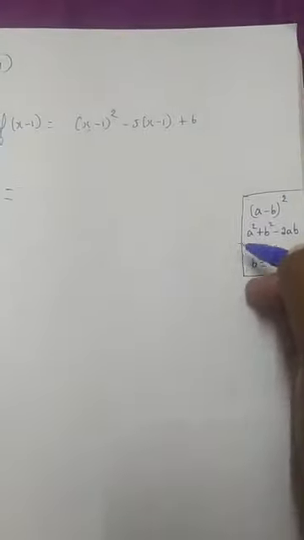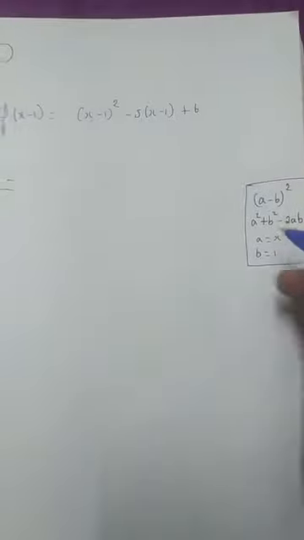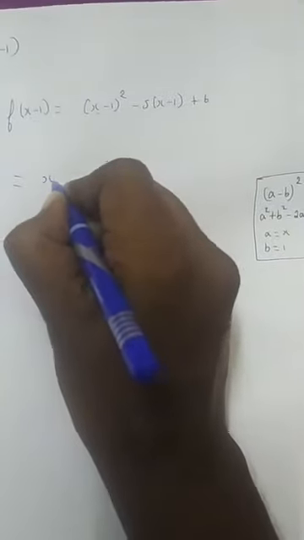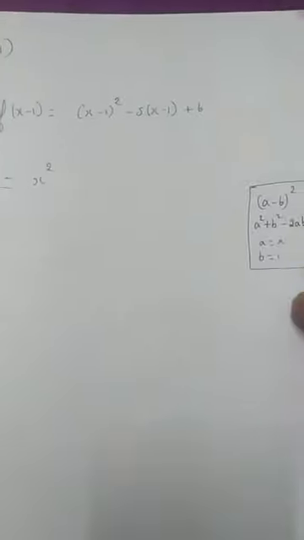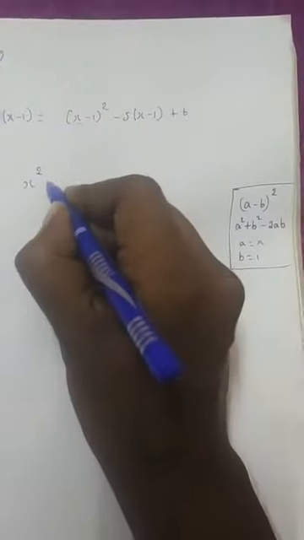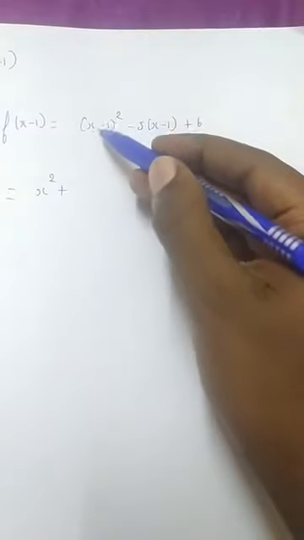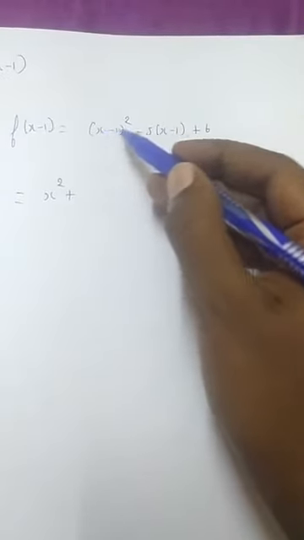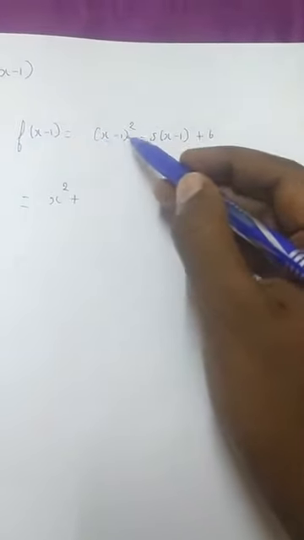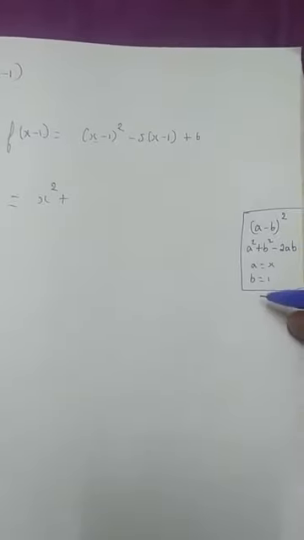Therefore, a square, what is a? X. Therefore x square plus b square plus, what is b here? 1. One more thing is we should not take this sign. Only we should take the values, right? A is x, b is 1, not minus 1, right? So what is b? 1.